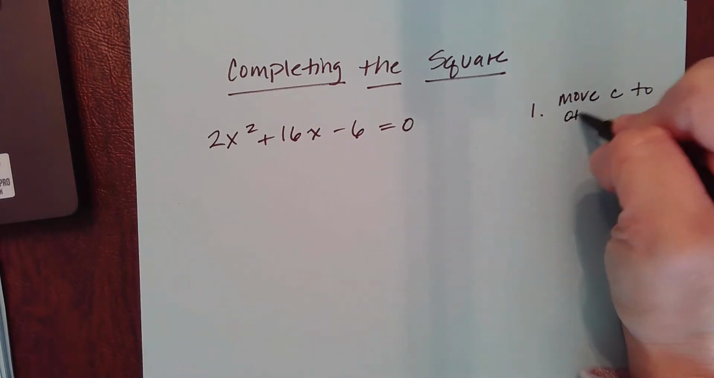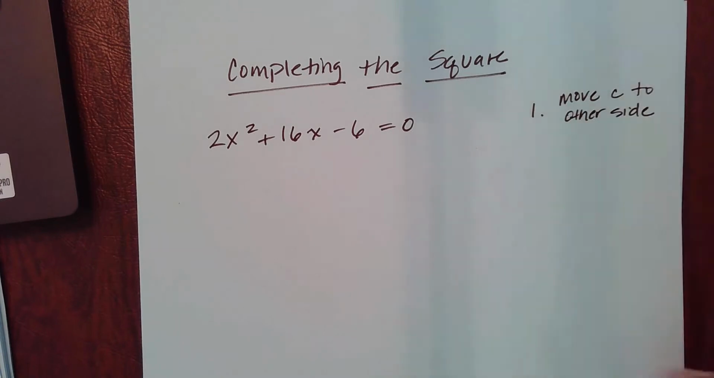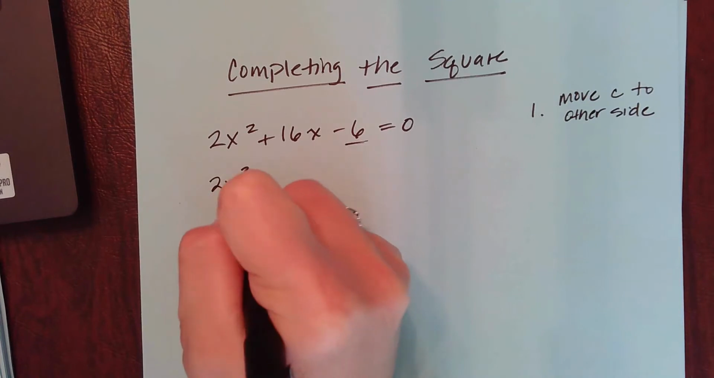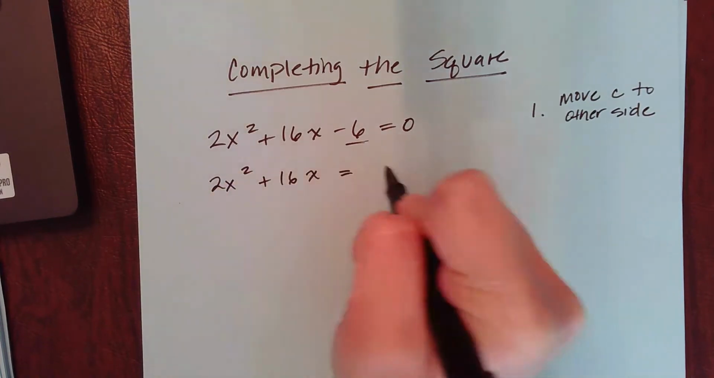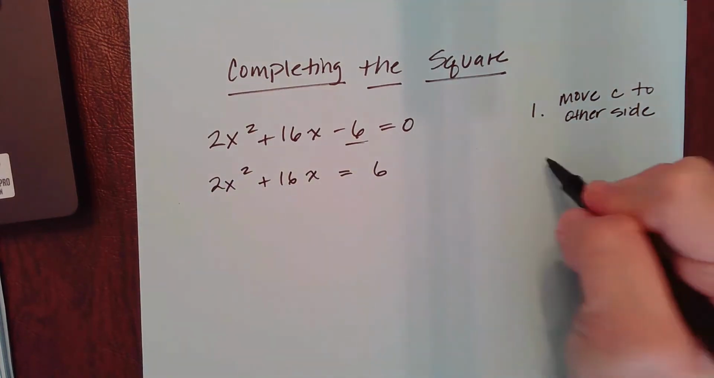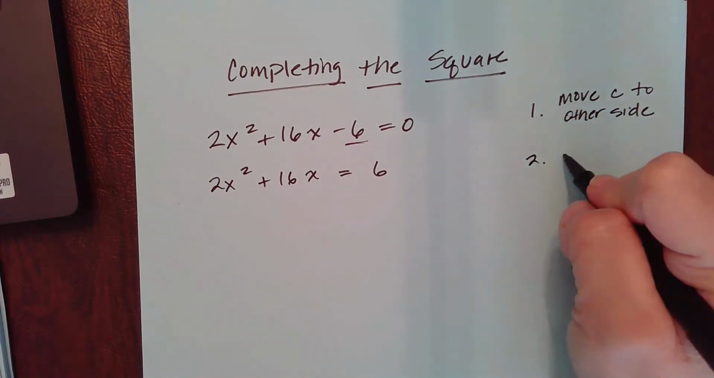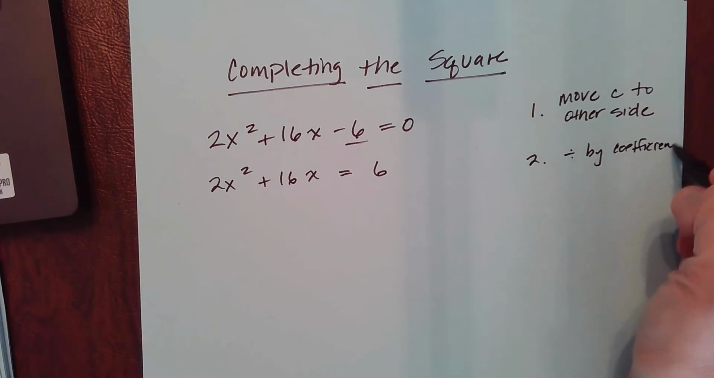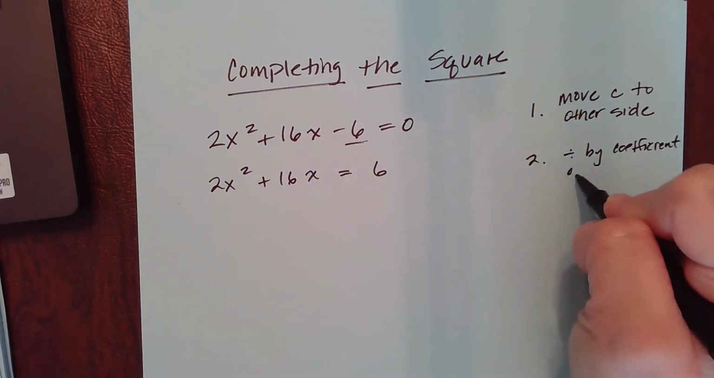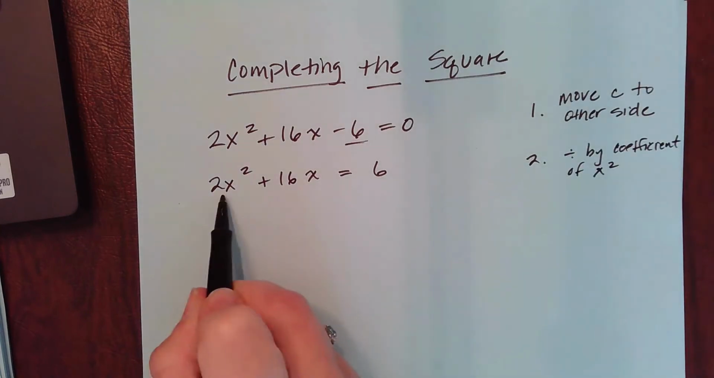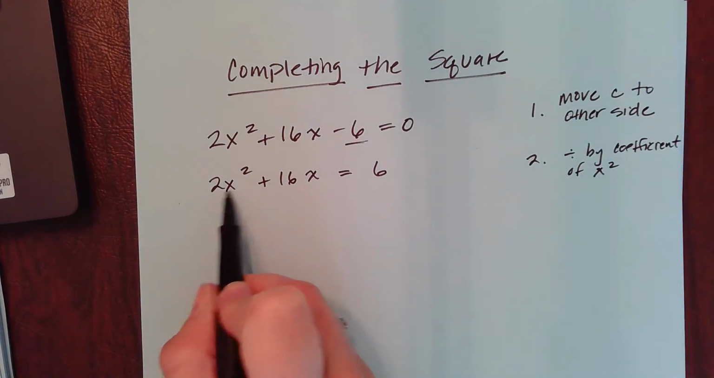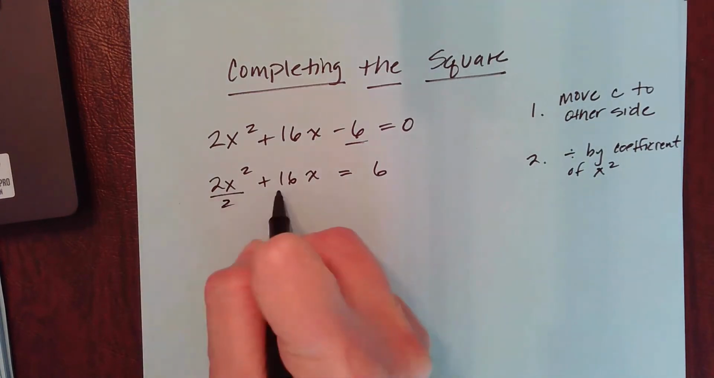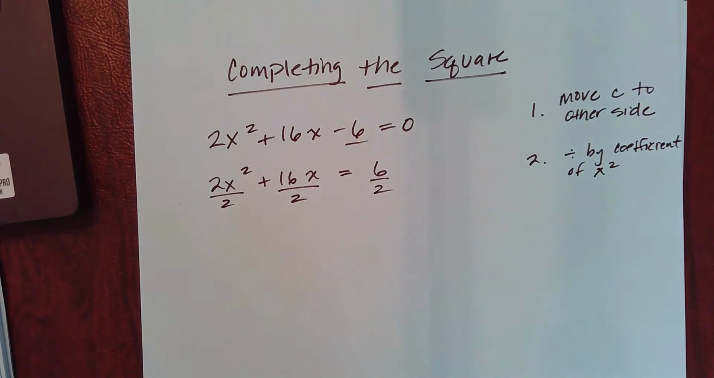Anyways, the first step, if you remember, is to move c to the other side of your equation. So remember, c is your constant term. So in this example, I'm going to go ahead and add 6 to both sides. All right, number 2, you're going to divide by the coefficient, which means the number in front of your x squared term. So this only applies if you have a number that's in front of your x squared. If it was just 1, then obviously you can omit this step. So what I'm going to do here is divide everything by 2.